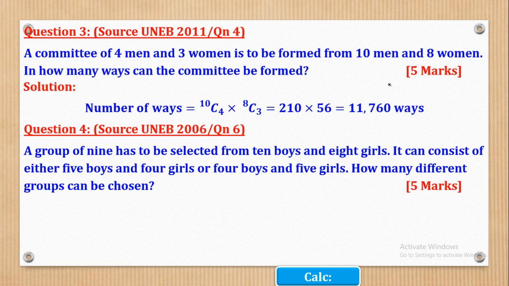Now some students may be wondering, where will the teacher get the 5 marks from? The 5 marks will come. You just do what is necessary. So now we shall go to question 4.